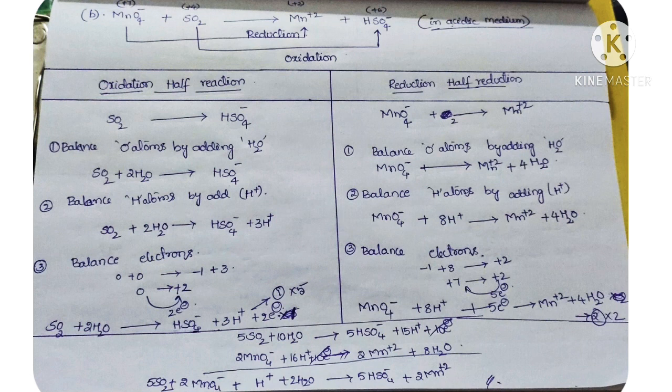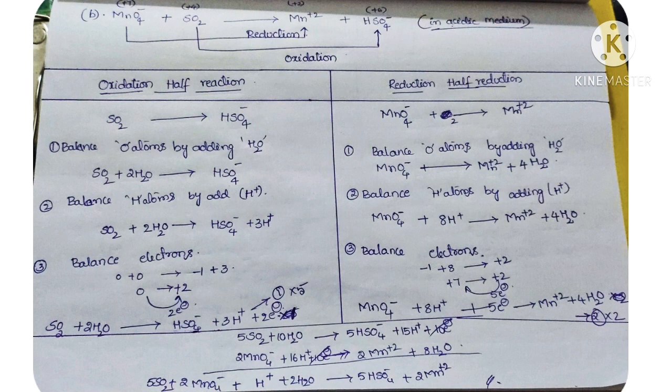So the 10 electrons on the right side and left side cancel each other. The equation is like that. And in the last step, we check the equation. That means the sulfur atoms are 5 sulfur atoms. In these 5 sulfur atoms and 10 oxygens, in this 10 plus 8 plus 2, so 20 oxygen atoms. In this 5 HSO4 are 20.